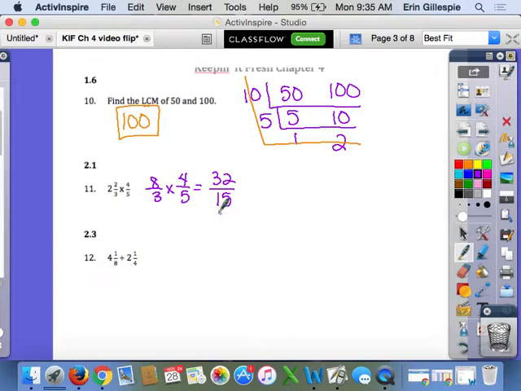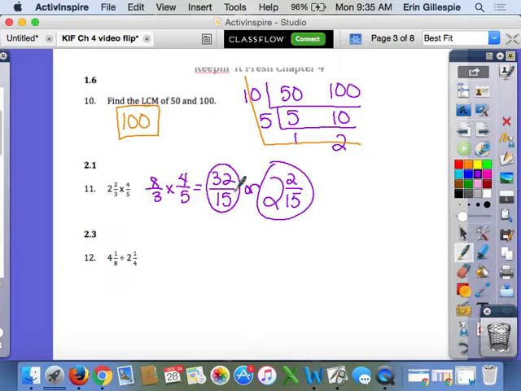You check to see if it's simplified. Is there a number I can divide into 32 and 15? Well, there's not. So you could leave it like this, or you can make it a mixed number. 15 goes into 32 2 times, because 15 times 2 is 30, which means there would be 2 left over. So 2 and 2/15 would be the mixed number answer. Either of those answers is fine.